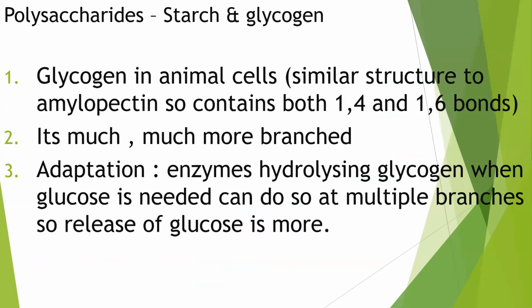Okay. So the next thing is glycogen. It has a similar structure to amylopectin, and it is also branched, so it contains both 1,4 and 1,6 bonds, but it's much more branched than amylopectin. So what is the adaptation of it being so branched? When glucose is required by the body, multiple enzymes can hydrolyze the entire glycogen molecule from multiple ends. So more glucose is released, and it can be released into the bloodstream faster.